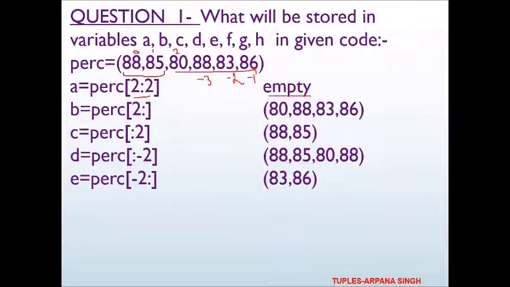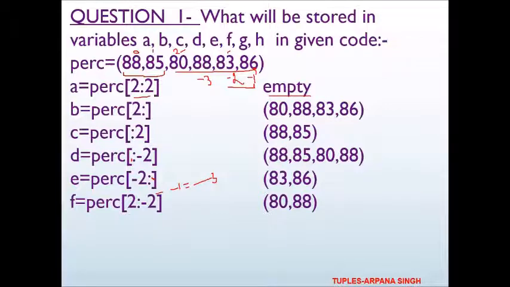If you write e is equal to PERC[-2:], from minus 2 till end. When the second integer is missing, it means till end. When the first integer is missing, it means from the beginning. So minus 2 till end means it will display 83 and 86. Next, 2 to minus 2. This is 2 and this is minus 2. Now in this it will again reduce by 1, so minus 2 minus 1 will become minus 3. So it is 2 to minus 3, and 80 and 88 will be displayed.